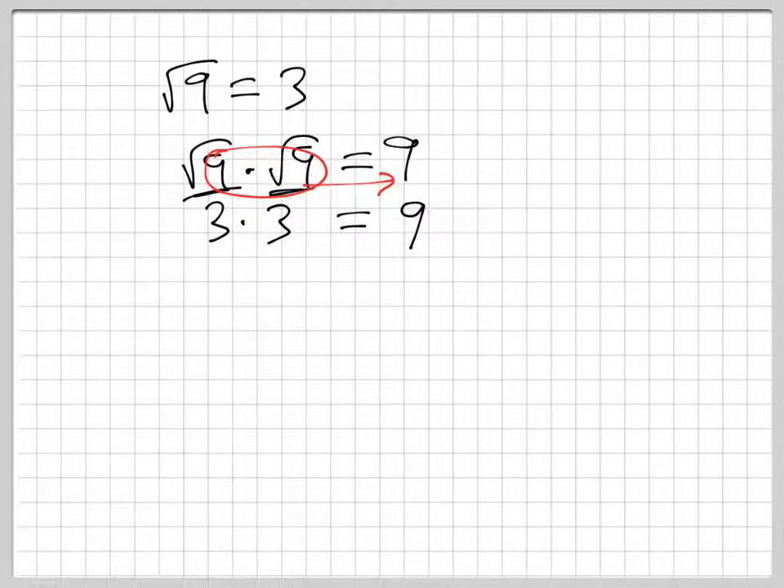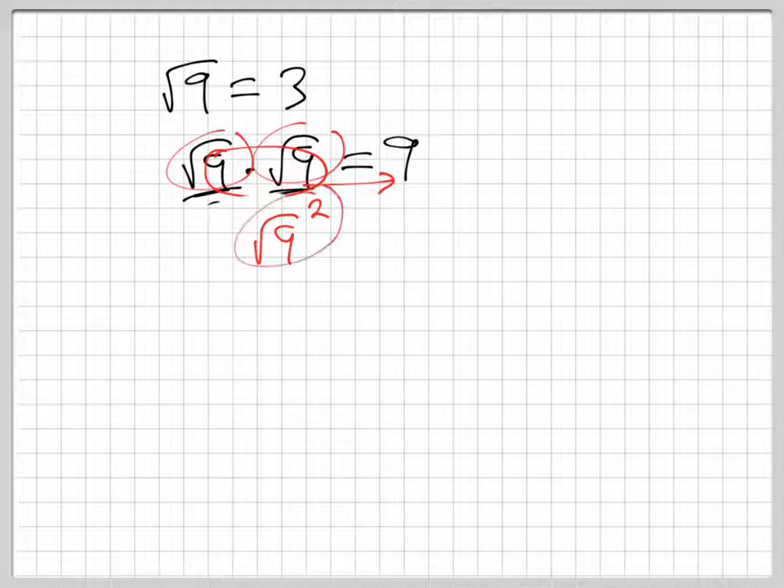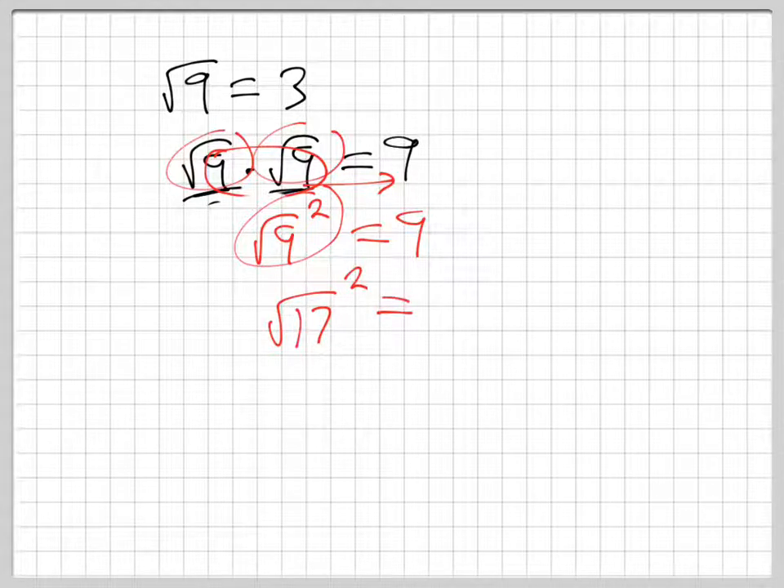No big surprise. So what's another way we can write square root of 9 twice? Can't you write square root of 9, squared? Isn't that the same thing? Two of them, squared, same thing. And it's just 9, right? You know that rule, right? Something's imaginary. We'll get there, but let's start with the real. Square root of 17 squared. What's it going to be?